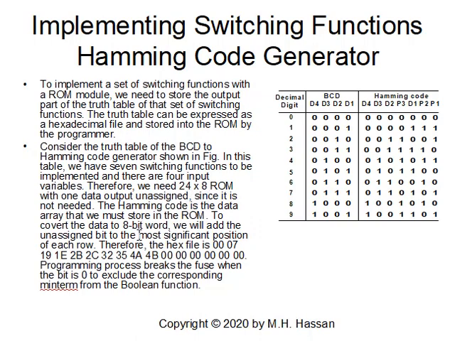Okay, so 8-bit word. And we will add the unassigned bit to the most significant position of each row. Therefore, how do we represent the hex file for this data here? If you look here, the first byte, because we will add 0 to the most significant bit, will be 0, 0, 0, 0, 0, 0, 0, 0, or in hex will be 00.